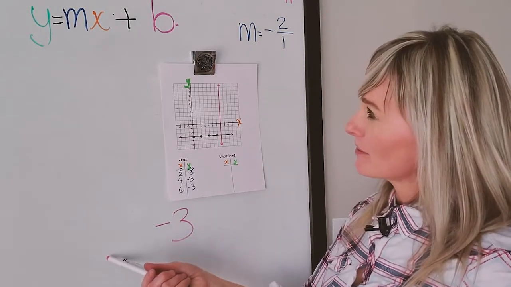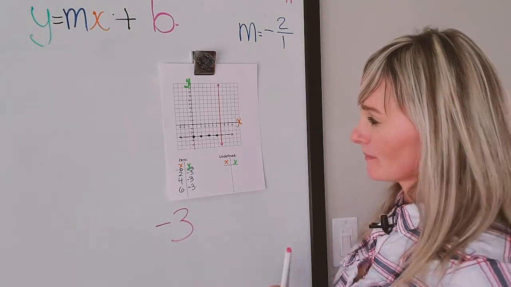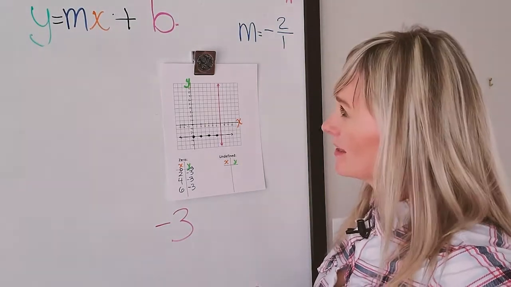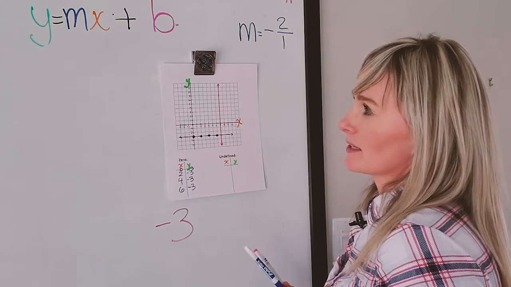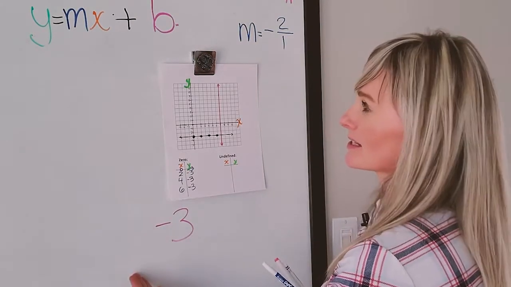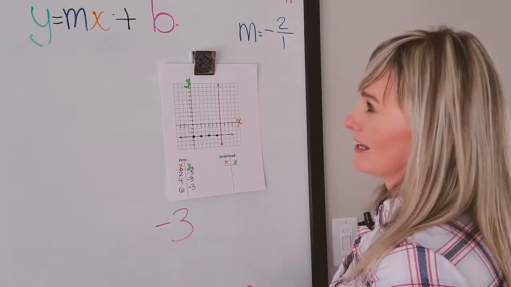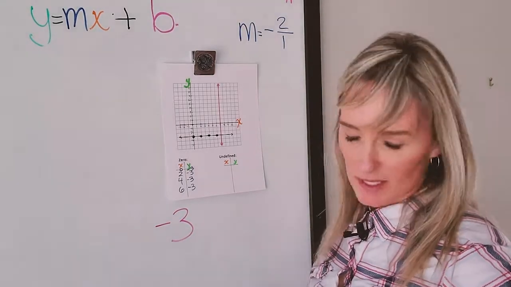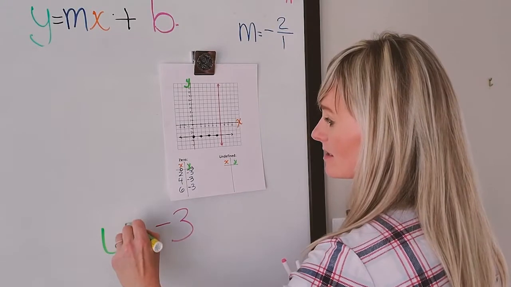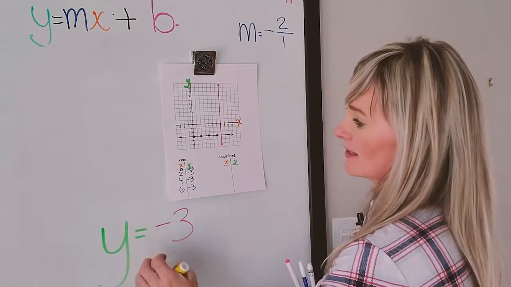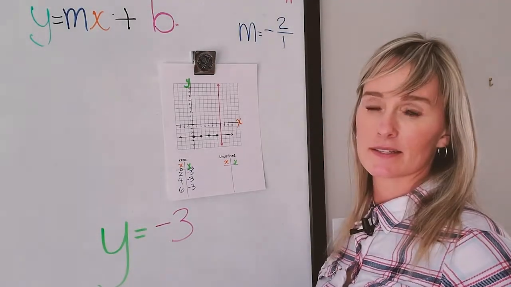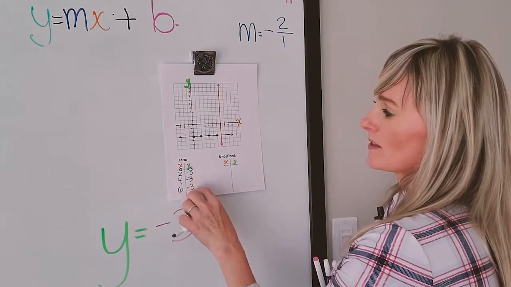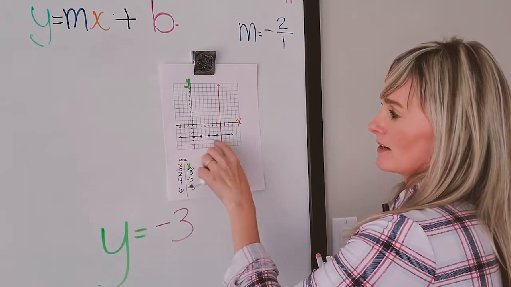If I plug in a couple of values, y is always going to be -3 every single time. It doesn't matter what you put x as, y is going to be -3. In the end, my whole y = mx + b is going to be gone except y is going to be equal to -3. So that's the one thing that you know here.